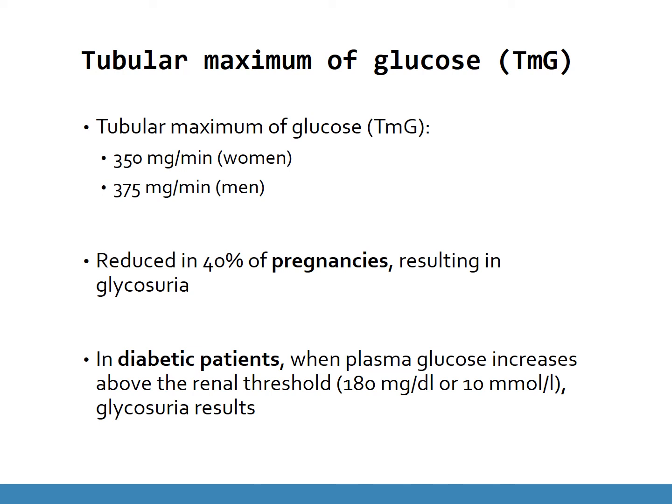The glycosuria that appears in pregnancies has nothing to do with the renal threshold. It is the tubular maximum which gets lowered, and even below 180 milligrams per deciliter of plasma glucose, glucose will start appearing in the urine. So this is a lowering of the renal threshold. In the case of diabetic patients, there is no lowering of renal threshold. Actually, it is the amount of glucose in plasma which is much higher than the renal threshold. So glucose starts appearing in the urine. All right.